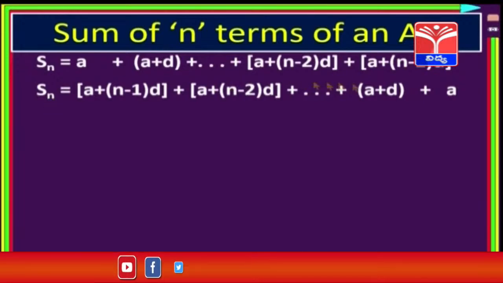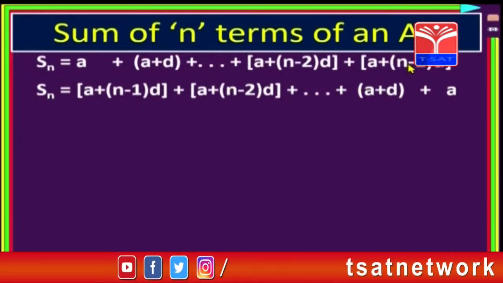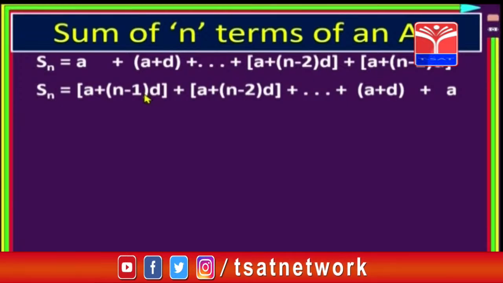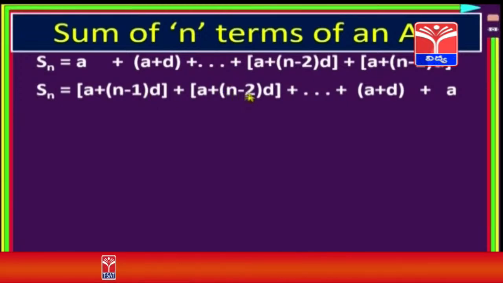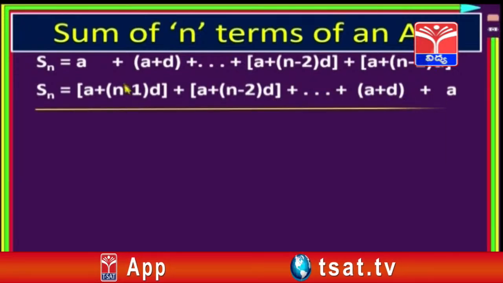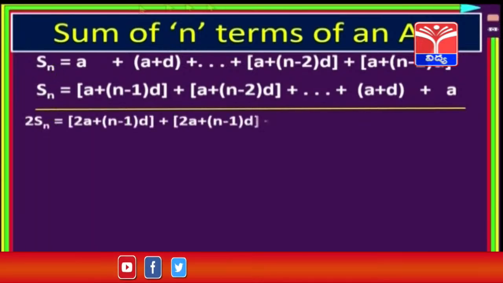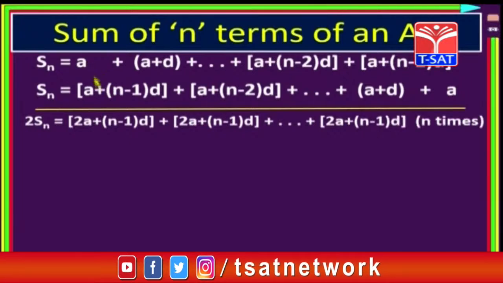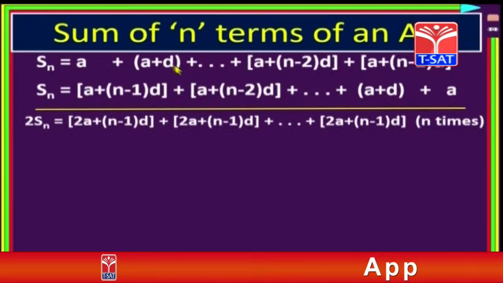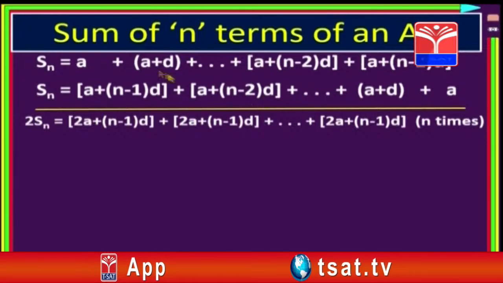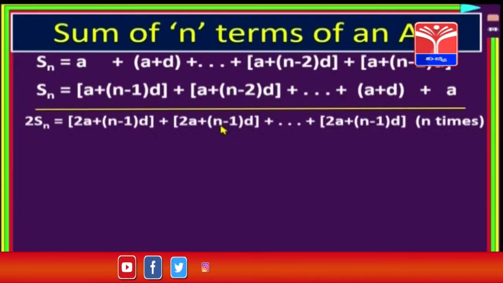Okay, so now reverse order means this one. Write the last term, that is a plus (n minus 1) into d first, later a plus (n minus 2) into d, plus so on, a plus d plus a. Now add these two expressions, then the left side becomes 2Sn, Sn plus Sn becomes 2Sn, and the first terms a plus (n minus 1) into d become 2a plus (n minus 1) into d, and the second terms a plus d, here we have a plus (n minus 2) into d, a plus a becomes 2a, and here d is common, then we will get n minus 2 plus 1, that becomes n minus 1.